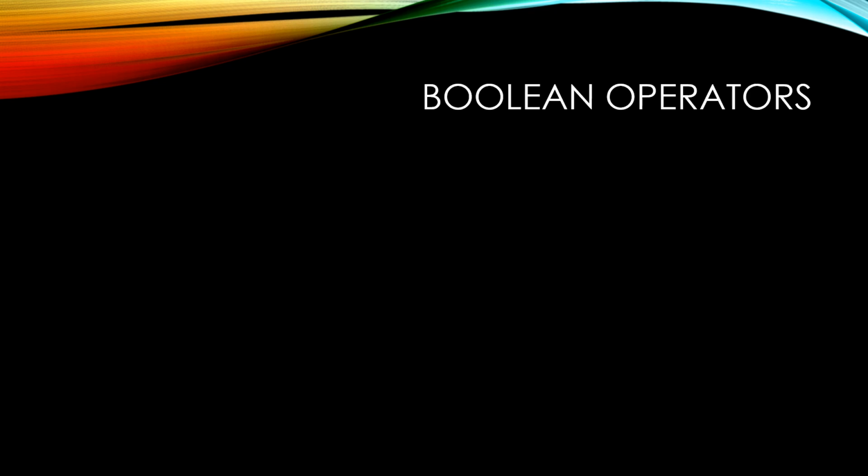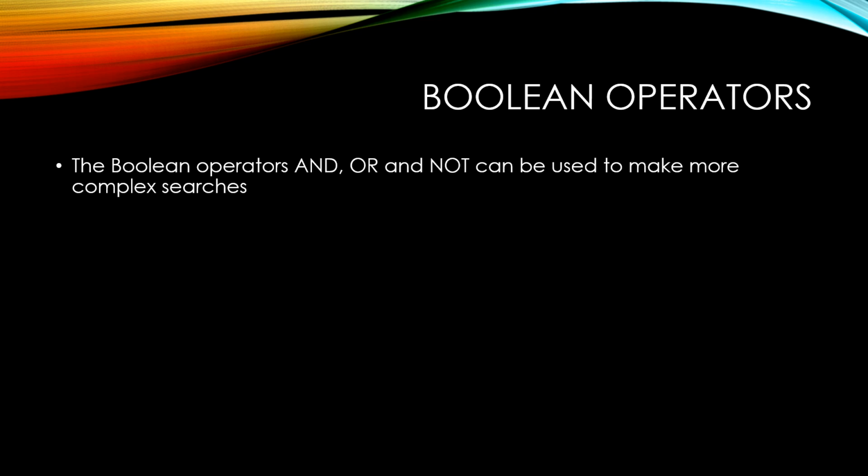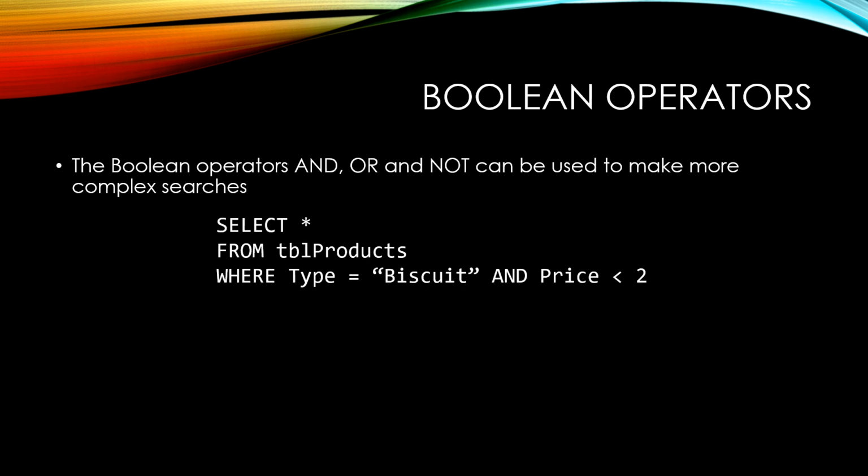The Boolean operators and, or, and not that we have covered previously can be used to make more complex searches. So for instance, select star from table products where type equals biscuit and price is less than 2 would select the records for all products in the table products where the type is biscuit and the price is less than 2. If just one of those conditions is true, then it wouldn't be shown. So biscuits that were worth more than 2 would not be shown, and other products that are worth less than 2 would not be shown.